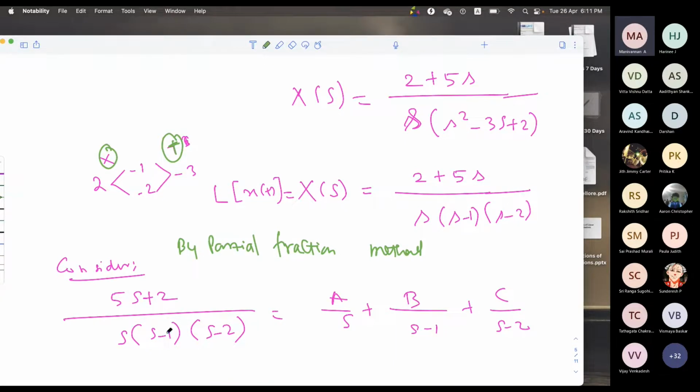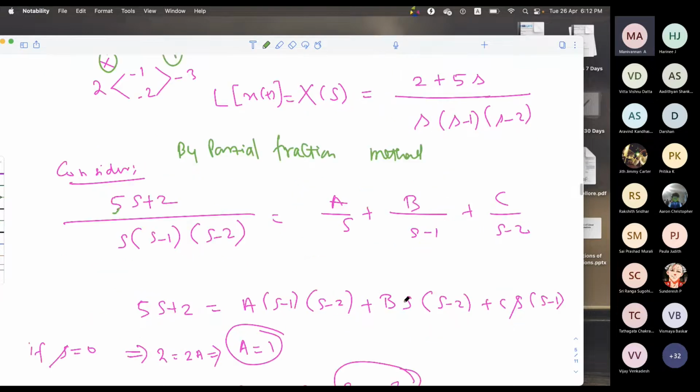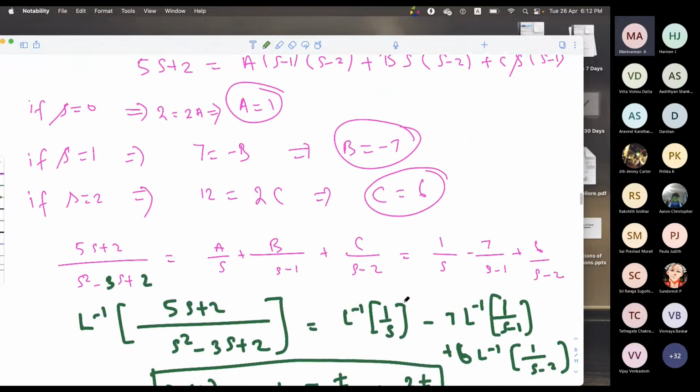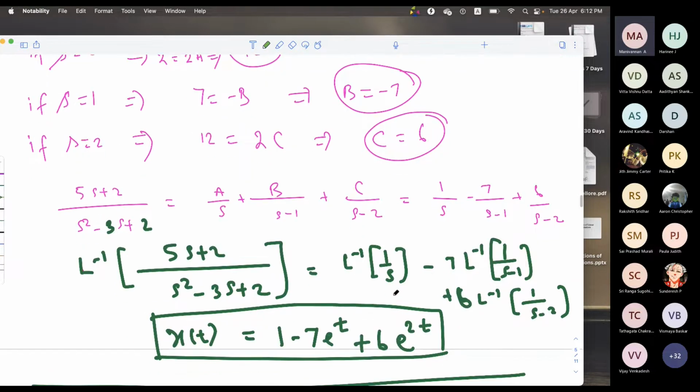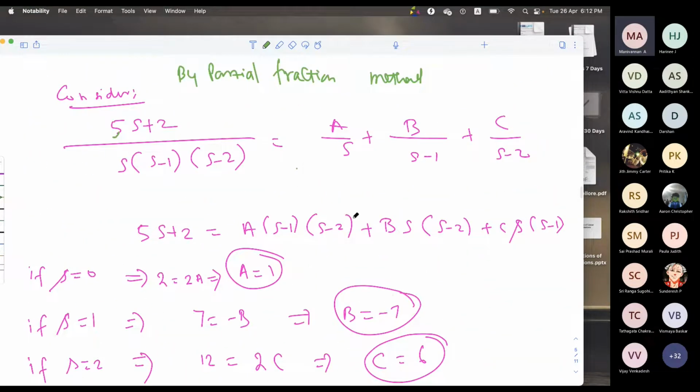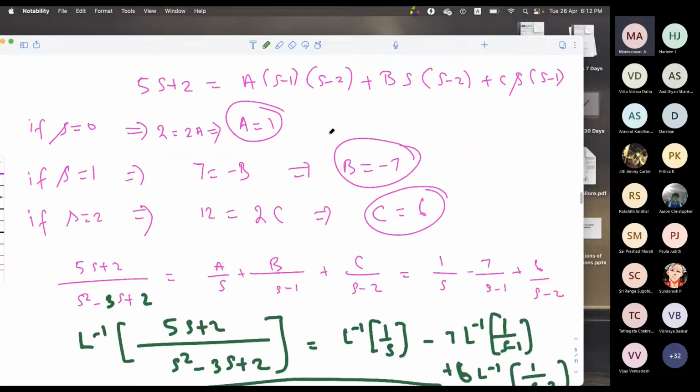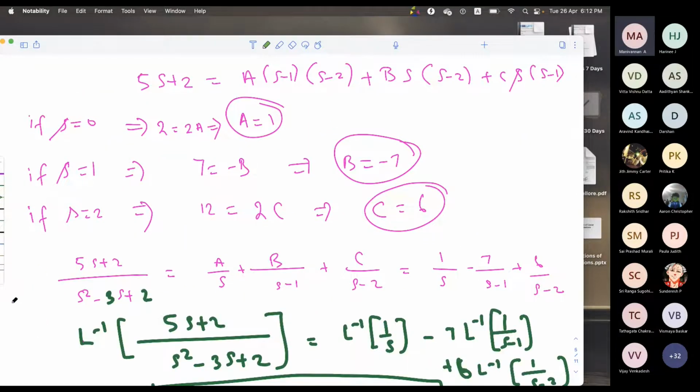So here the highest degree in the denominator is 2, and in the numerator the degree is 1. So here we are having a proper fraction. So A by s, B by s minus 1, and then C divided by s minus 2. Compute these A, B, C values. After computing that, we take the L inverse on both sides, by inverse Laplace transform.